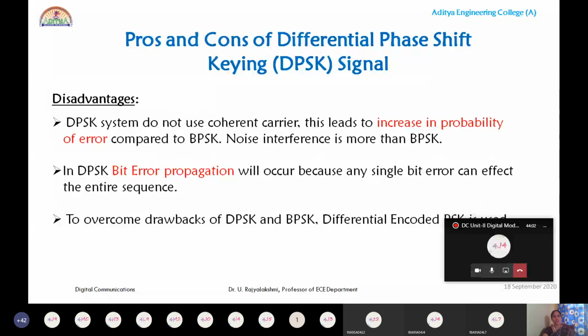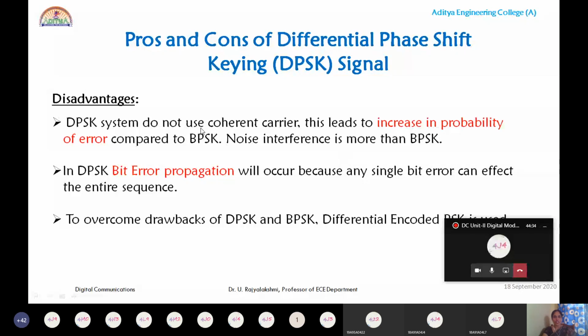Next, let us move to the next slide so that you can see the disadvantages of differential phase shift keying. Let us move to the first drawback. DPSK systems do not use a coherent carrier. Already we said that this is a non-coherent version of BPSK, so it doesn't make use of a carrier. It just makes use of a comparator and compares the phase of the upcoming signal with its corresponding right shifted data.